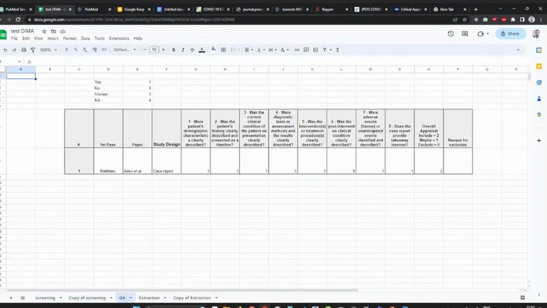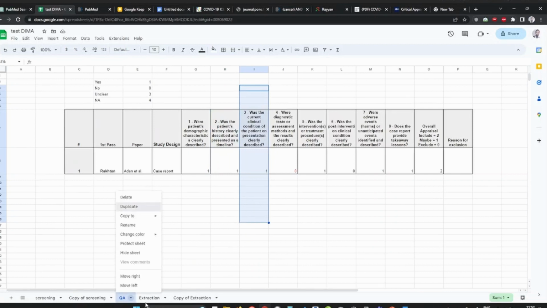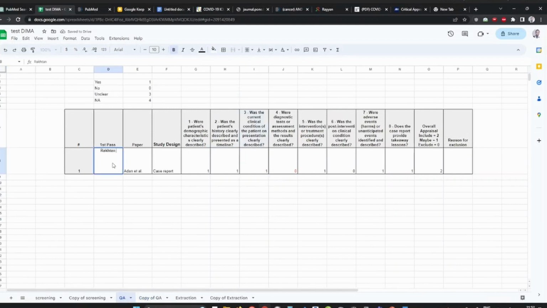Copy this. This one was for the case series. This is question number one, question number two, question number three. I will do this for two people. I will duplicate this sheet, and for example, I am doing the first pass of all the papers. For example, we have the first paper, the second paper, the third, or whatever papers we have. These will be for case reports.